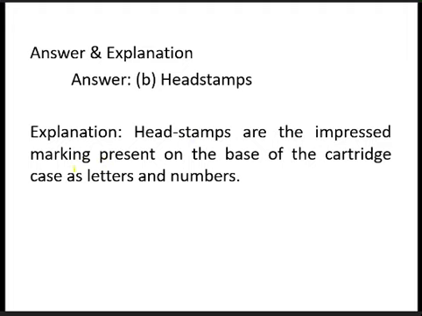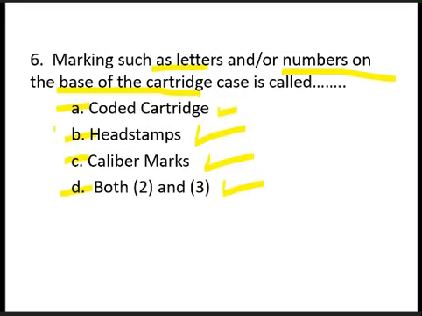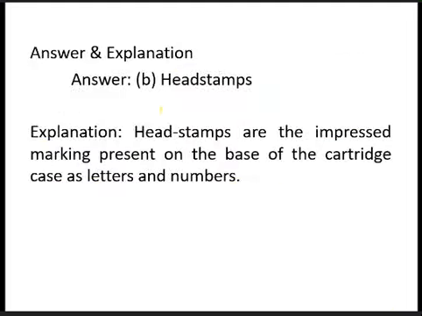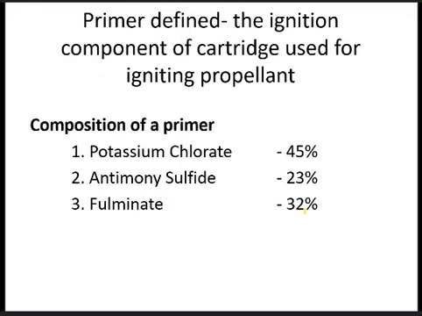Right? Heat stamps are impressions of the markings present on the base of the cartridge case, letters and numbers. So the answer there was letter B, heat stamp. That is for number 6. Okay, those are just sample questions. The sample questions earlier talked about gauge and caliber. Now we will proceed to primer.